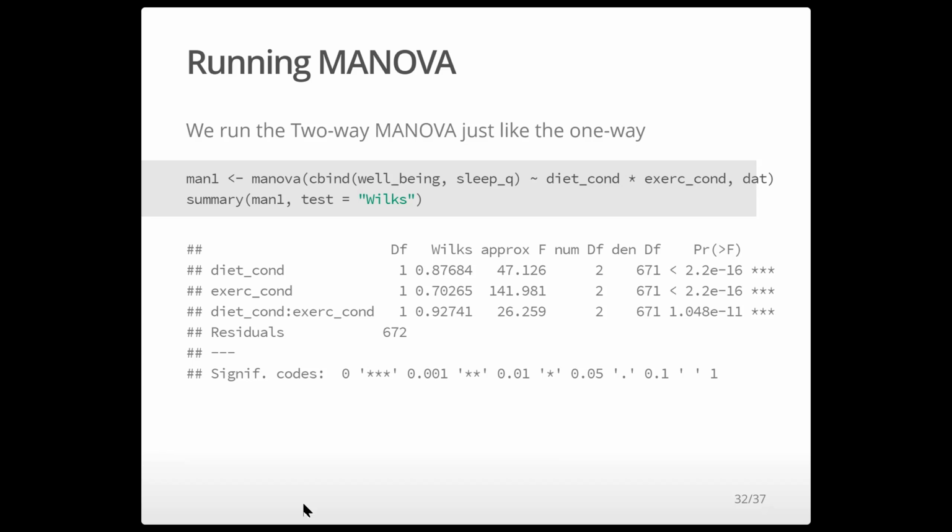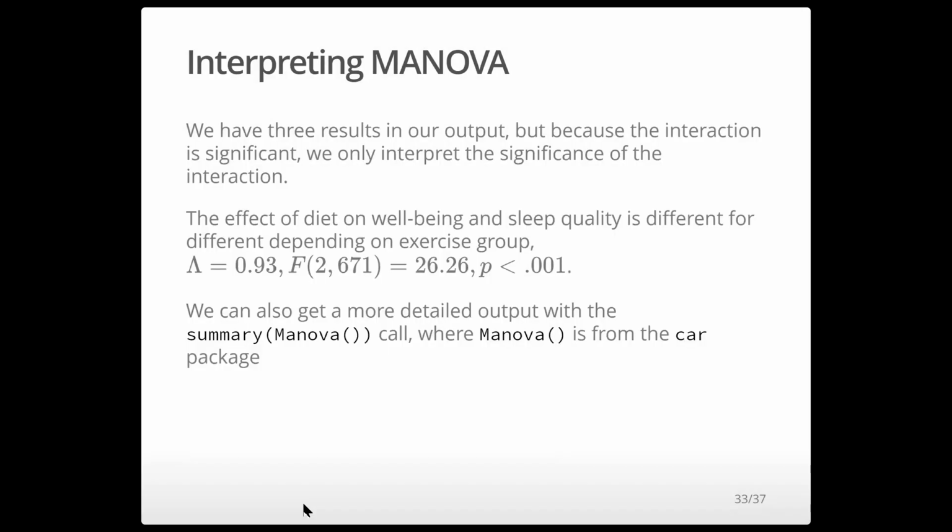And so we have 3 lines in this table: the line for the interaction and then the line for each main effect. But here our interaction is significant. So we're really only going to interpret the significance of the interaction. The effect of diet on well-being and sleep quality is different depending on which group of exercise one is in, or you could write that vice versa. And so there's my statistics.